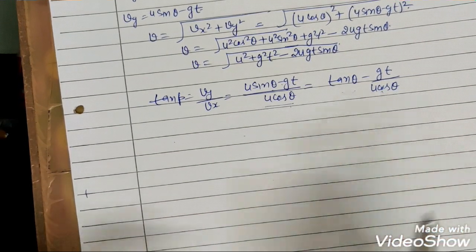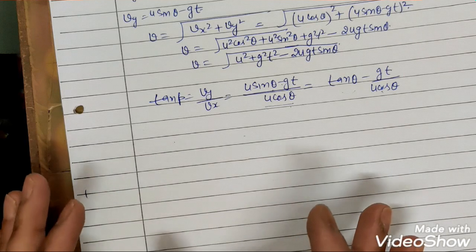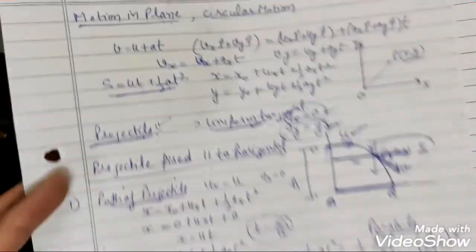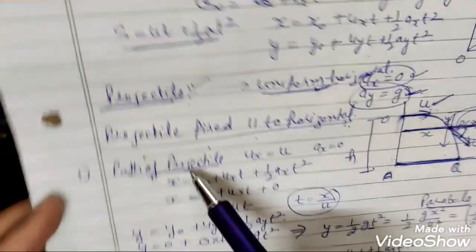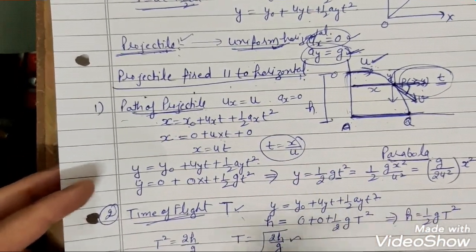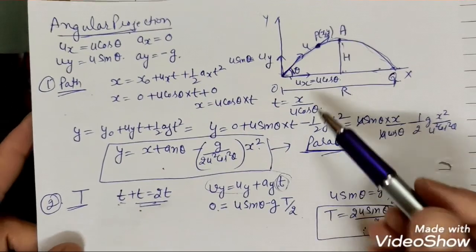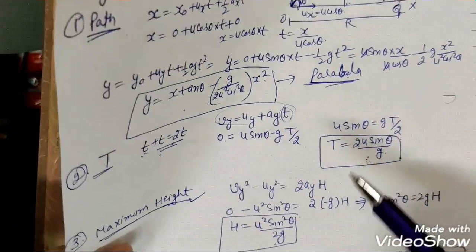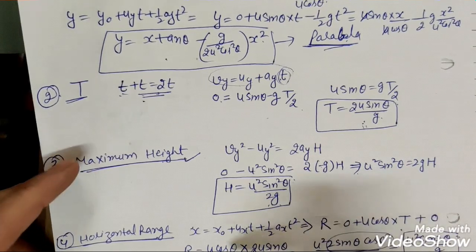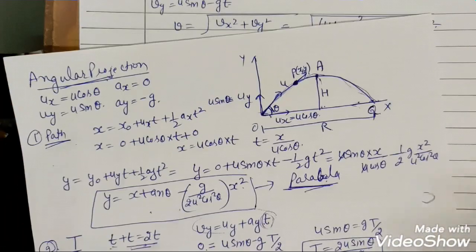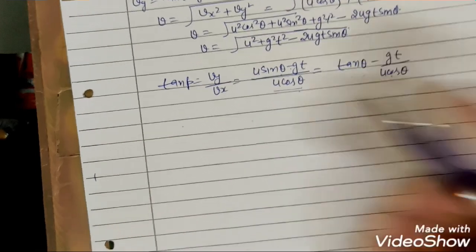So for the projectile, very important for +1 class, for a projectile fired parallel to horizontal, we have the terms path, time of flight, horizontal range and velocity. And for angular projection, we have again the path, time of flight, maximum height, horizontal range and the range terms and the velocity.